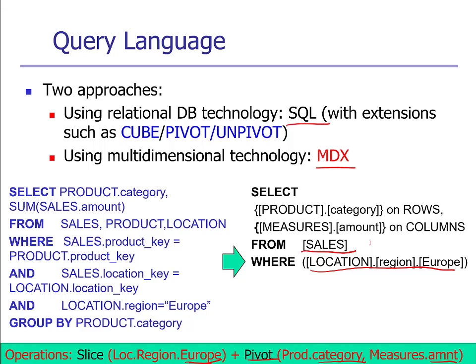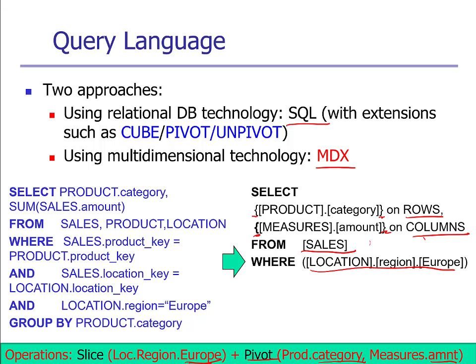So we need to decide which is on rows and which is on columns. And here, as you can see, it is in fact a set. So you can put multiple levels, or multiple elements in this set, and then do the pivoting.